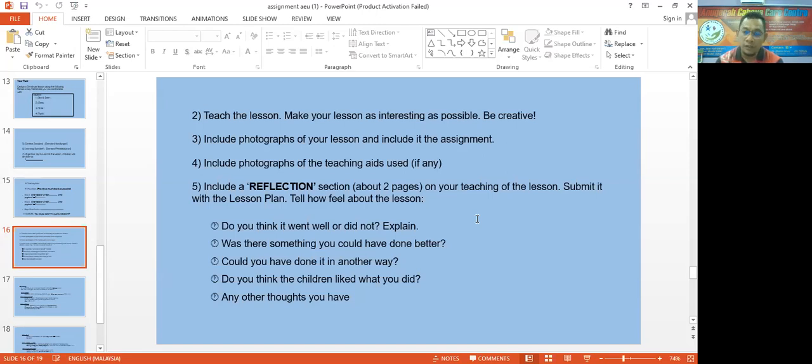Reflection means after you teach, everything is done, and then you reflect on what happened while you were teaching. Tell how you feel about the lesson. Do you think it went well or not? Give some explanation. Was there something you could have done better? How could you have done it in another way? Maybe you can reflect on what makes you think it is better to teach the children this way.